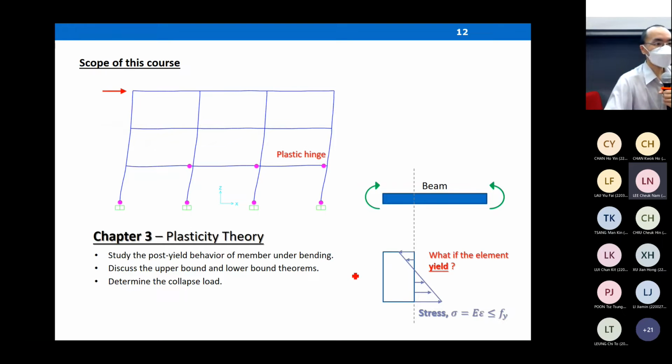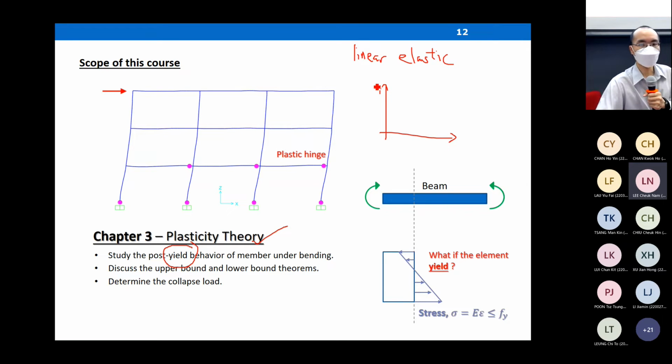The last part we learn something called plastic theory. Plastic means yielding. In the previous chapter, we assumed that the material remains linear elastic. What is the meaning of linear elastic? Normally, you can describe this behavior using the force-displacement relationship. Linear elastic, actually, you have seen this assumption many times, linear elastic materials.